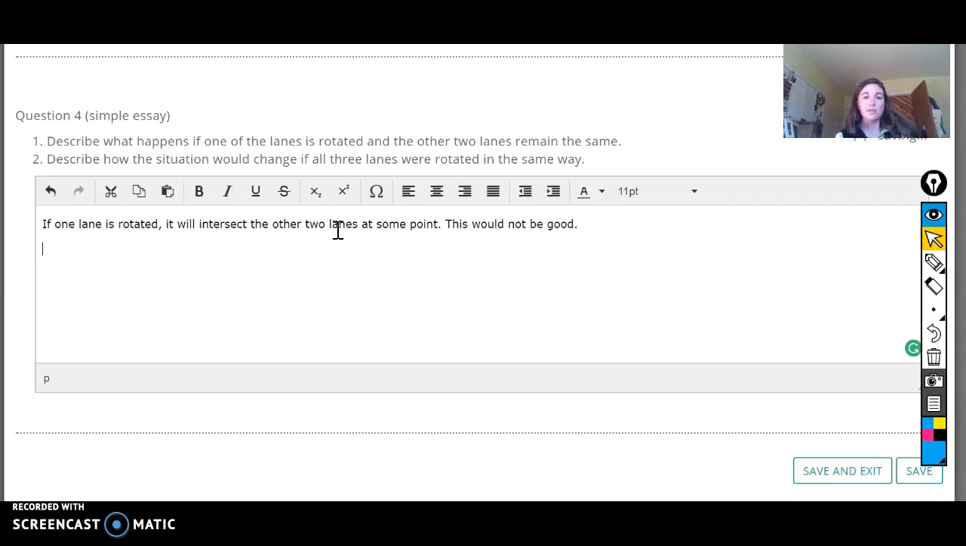Okay, now if all three lanes were rotated in the same way, then everything is going to remain parallel and it would be just fine. It would be no problem. So if all three lanes were rotated in the same way, they would remain parallel and there would be no problem. Okay, that's it. And that is a wrap for Project 5 in Pre-Algebra.